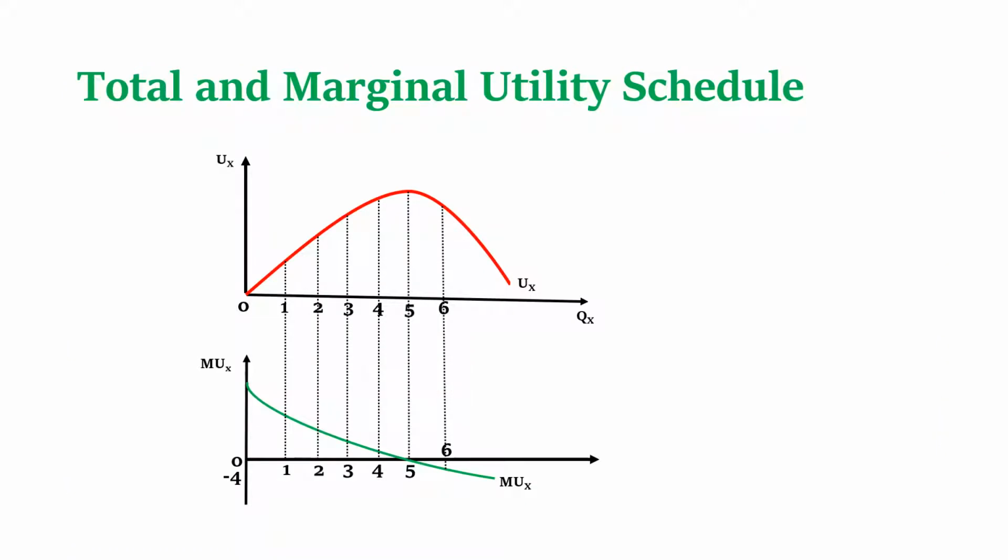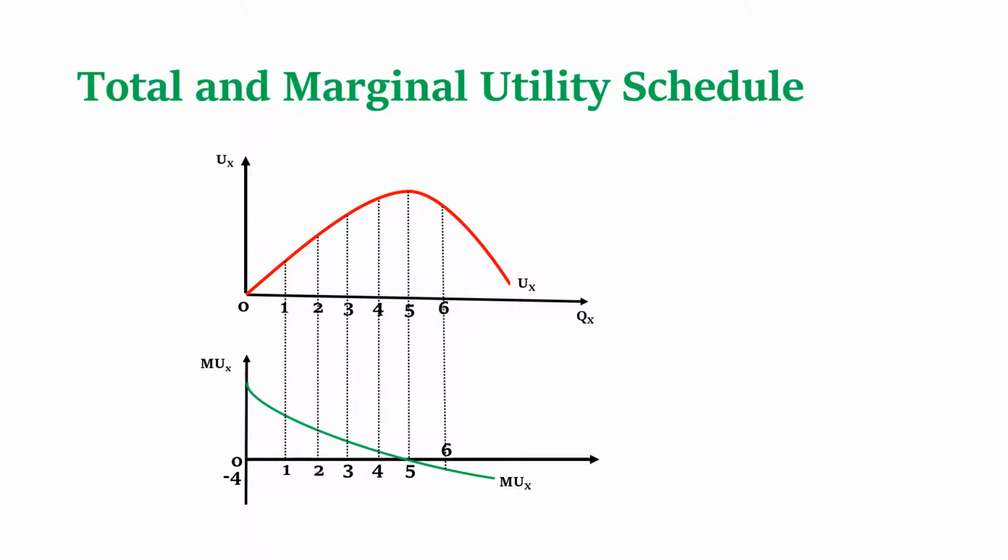Now let's look at a diagram here. We have the total and marginal utility schedule here. If you look at the marginal utility, the green line, and the total utility, you notice that at 5 units of hamburger, the total utility assumes a maximum point. And at the point where total utility is at a maximum, marginal utility is equal to 0.